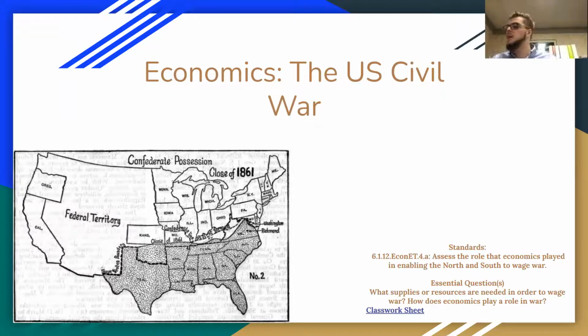Our essential question, what I want students to think about when doing this lesson, is: what supplies or resources are needed in order to wage war? That's a pretty important question in any class, not just an economics class. So let's look at the map here. At this point, it's 1861 or so. The war goes on for the next few years, and we have the seceded states and the Union. I always think it's important to get a picture of the map in our heads, so we know what's going on.